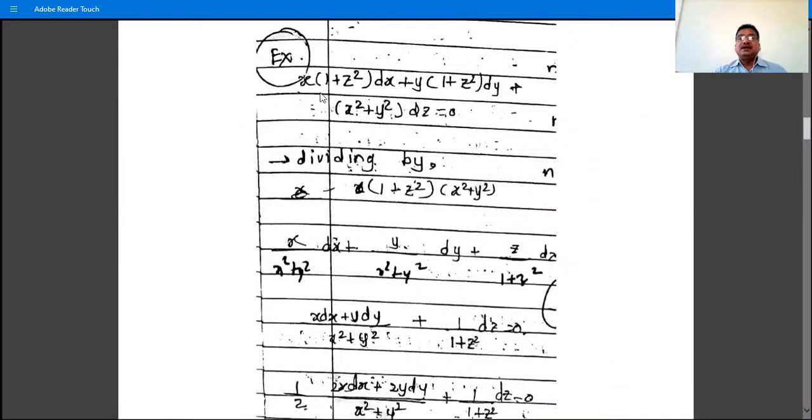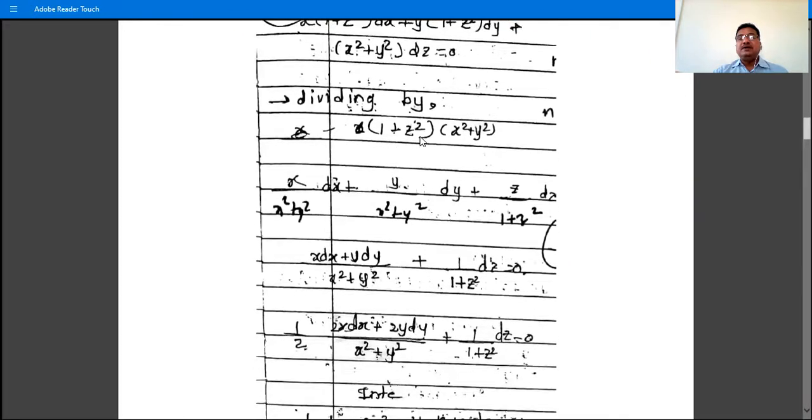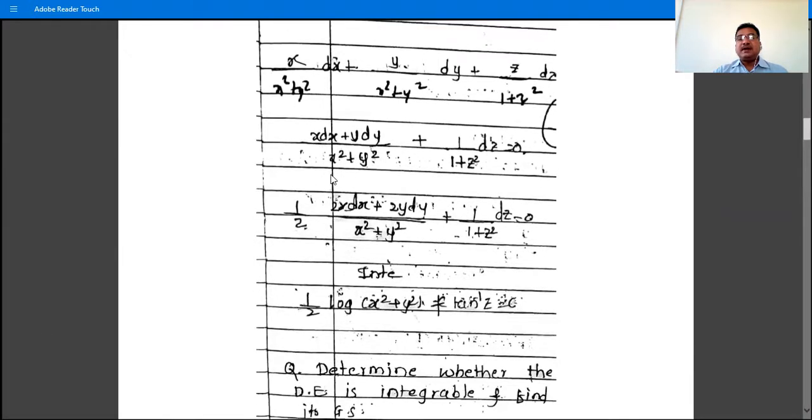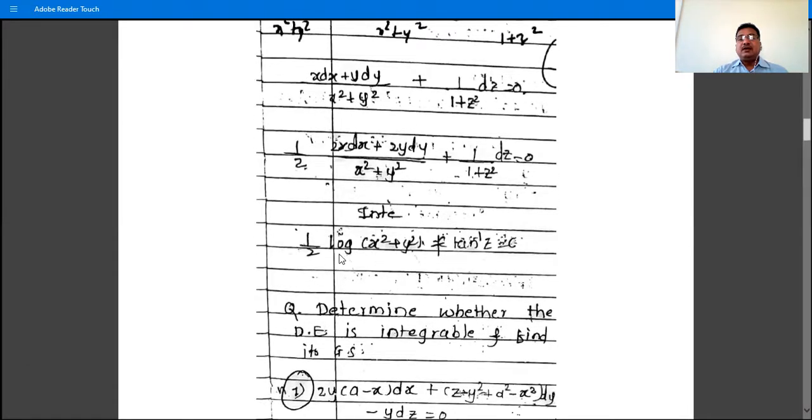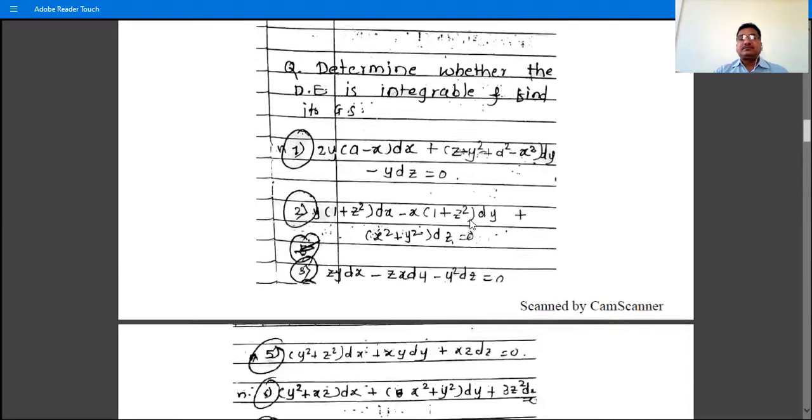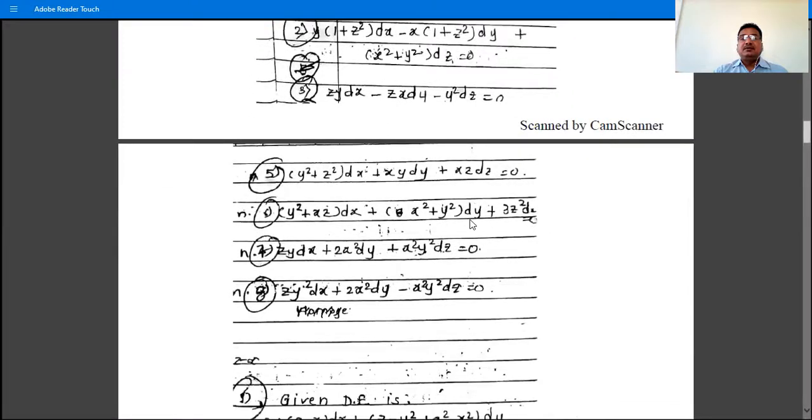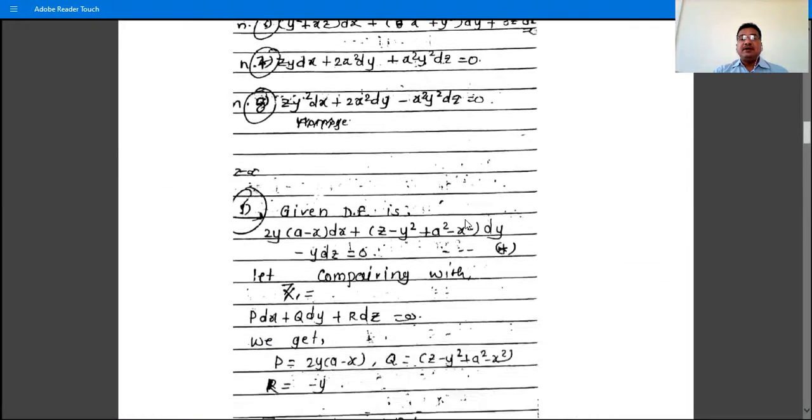Our example is x(1 + z²) dx + y dy, y(1 + z²) dx. This is of the type where we divide by (1 + z²)(x² + y²). We have this, and then (x dx + y dy) divided by (x² + y²) is the derivative of 1/2 log(x² + y²). Therefore, its integration is this by using the f'(x) divided by f(x) rule, and 1 by (1 + z²) is tan inverse here. So the example is of this type, one variable separable.